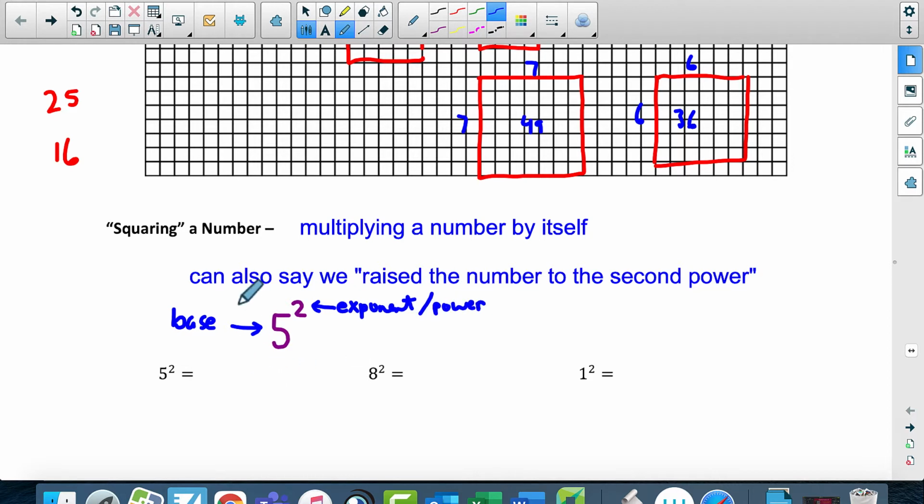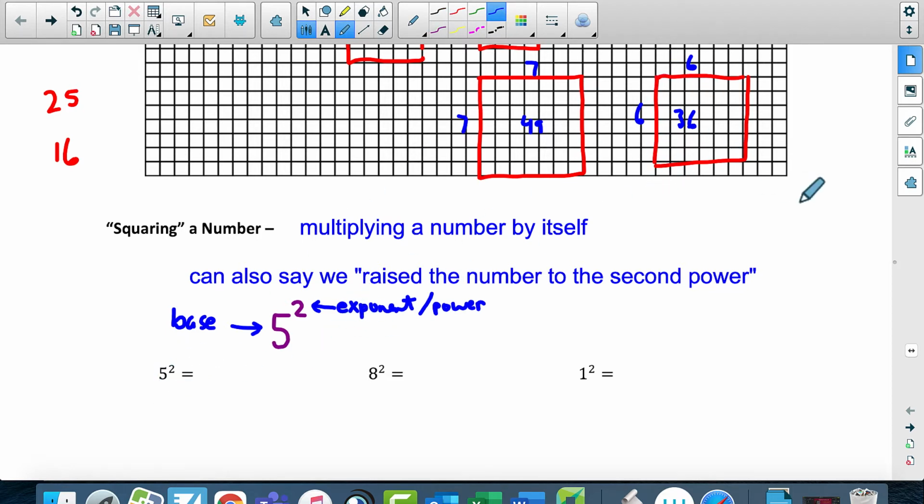That's why we're allowed to say 5 to the power of 2 or 5 to the second power. But often if it's just 2, we just say 5 squared. It's the easiest way to say it. And again, the reason we say squared is because you can literally make a square on a grid like this when you multiply a number by itself. Alright, so let's try some of these.